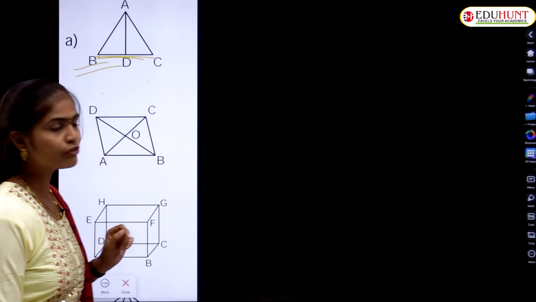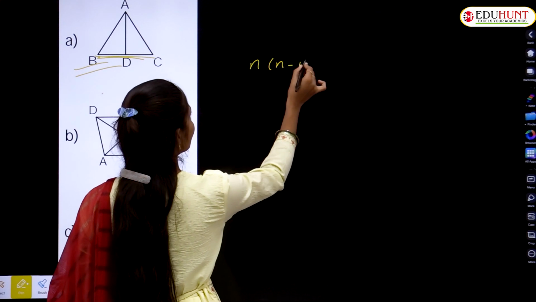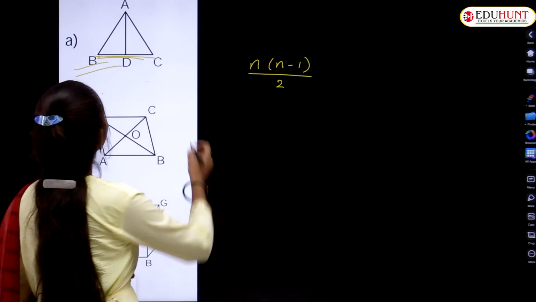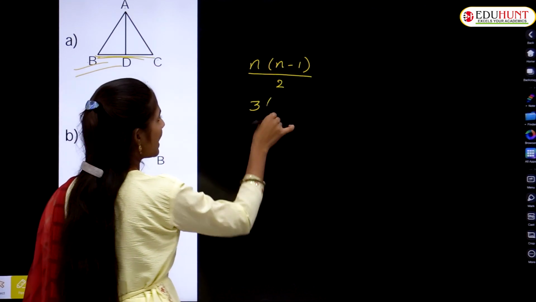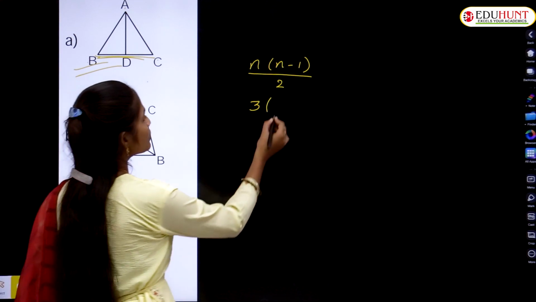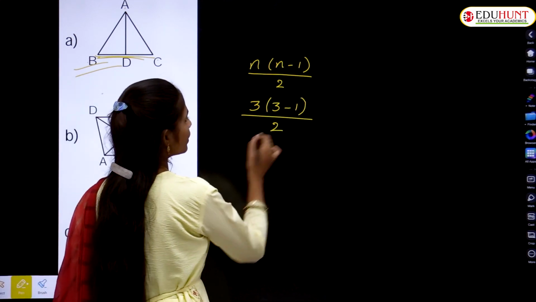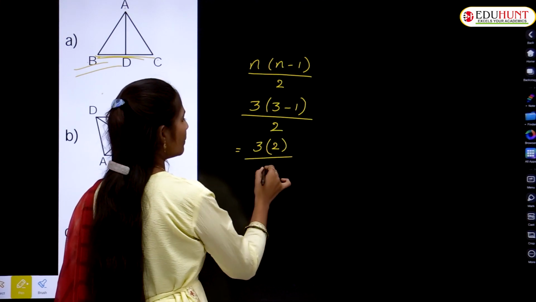Already we know one formula. What is that? How to find the number of line segments, n into n minus 1 by 2. Okay, so apply that formula here. How many points are there? 3 points. So here n is equal to 3. So 3 into 3 minus 1 whole by 2. Which is equal to 3 into 3 minus 1 is 2 whole by 2.